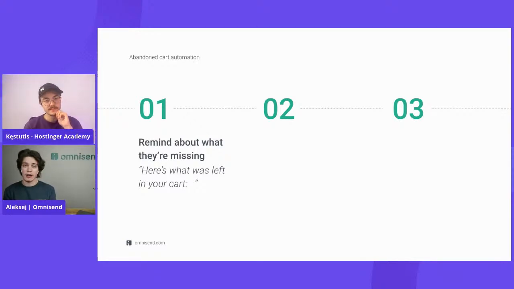Here's what was left in your cart. Inside of Omnisend's email builder, with most major e-commerce platforms, you can actually integrate it so that it's going to pull the abandoned products automatically and add them to the cart. So it's a super personalized message. You're telling them, here's what you're missing out on, here's what was left in your cart, and they will see the exact products that they were browsing and adding to cart inside of that email, which is really, really powerful.